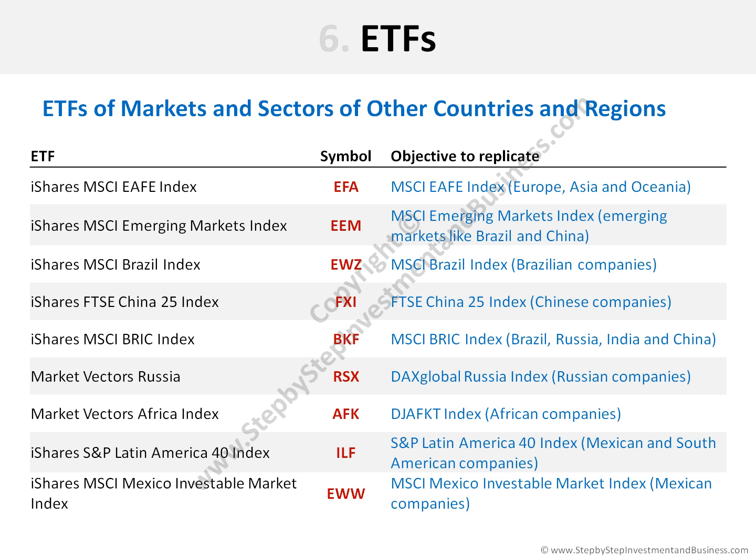We have the ETF whose symbol is RSX, and whose objective is to replicate the performance of different Russian companies. We have the ETF whose symbol is AFK, and whose objective is to replicate the performance of different African companies. We have the ETF whose symbol is ILF, and whose objective is to replicate the performance of different Mexican and South American companies. And finally, we have the ETF whose symbol is EWW, and whose objective is to replicate the performance of different Mexican companies.